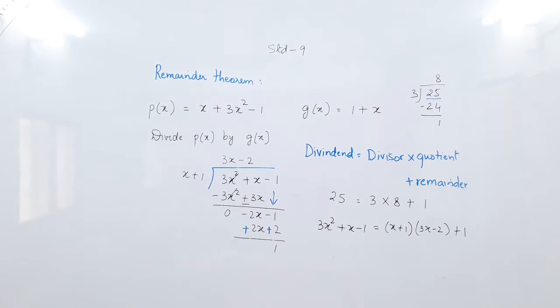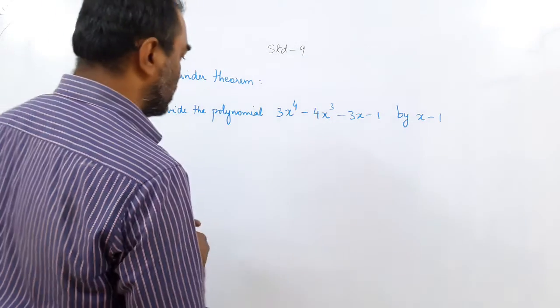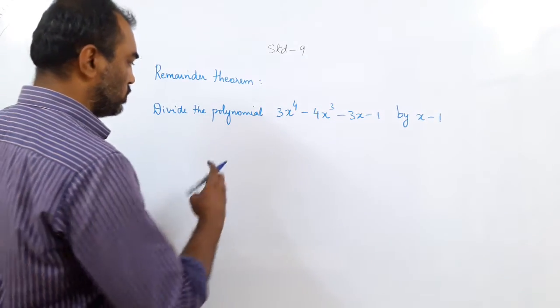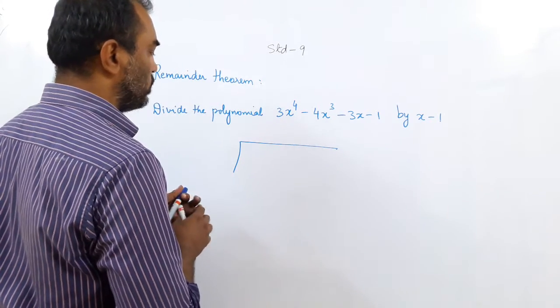So this is the method called the long division method. Now let us try one more sum by the long division method and find the remainder and see whether it is a factor or not. So what is the question we have? Divide the polynomial 3x raised to 4 minus 4x cube minus 3x minus 1 by x minus 1. So we have to divide this polynomial by this one, right? Let me write it down.